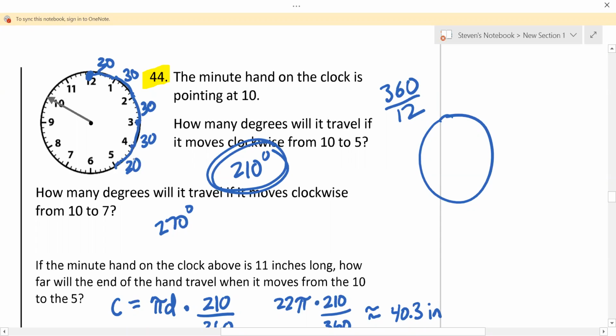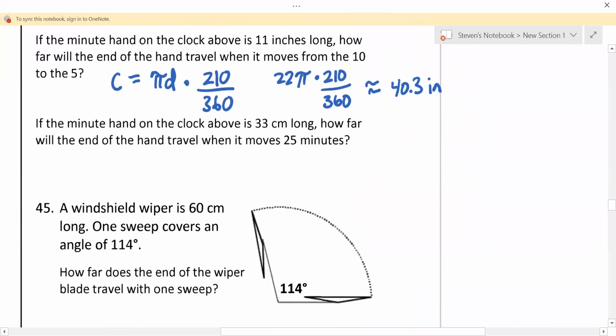So how many degrees is that? Do you see how it's 30 times 5, right? That's where I'm getting that from. 30 times 5 is 150 degrees, right? So how far will the hand travel? Again, that's circumference. So circumference equals pi times diameter. That'll give me the distance around the entire circle. I do not want the entire circle. I only want 150 degrees of the circle. So I just multiply this. This is arc length, 150 out of 360.